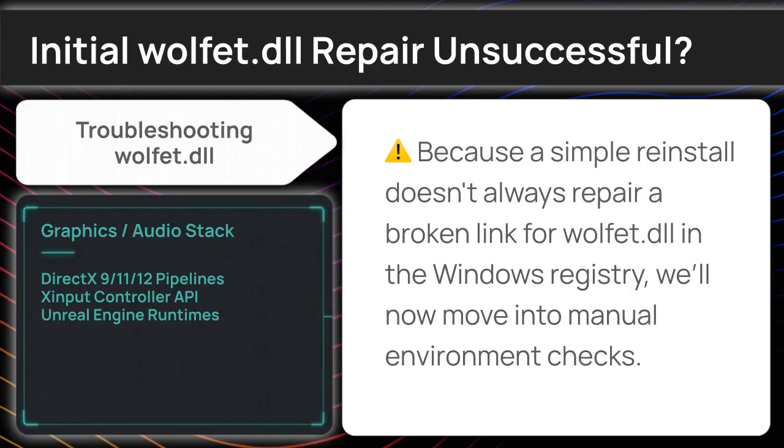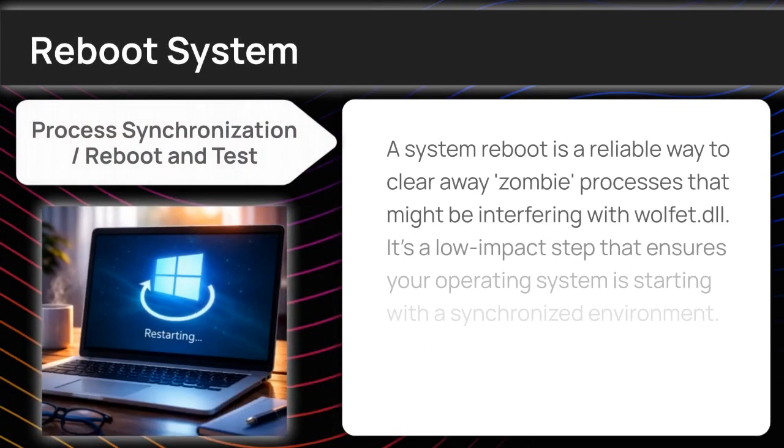Windows execution layer. A system reboot is a reliable way to clear away zombie processes that might be interfering with Wolfenstein Enemy Territory Library. It's a low-impact step that ensures your operating system is starting with a synchronized environment.